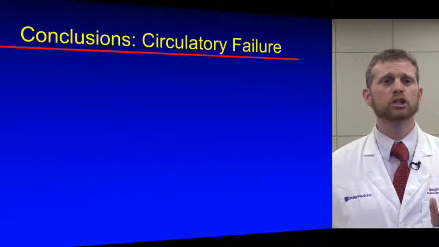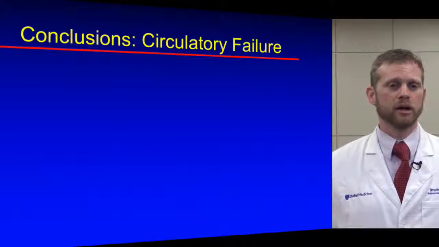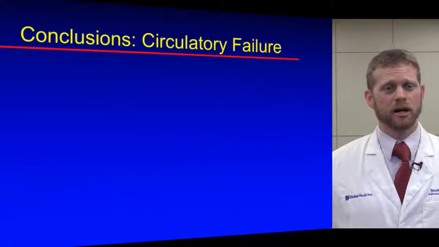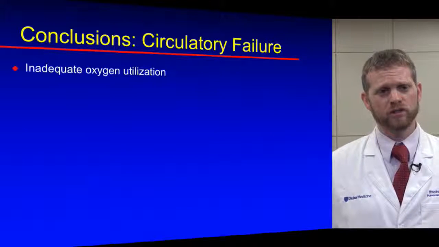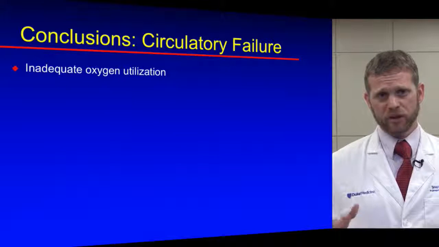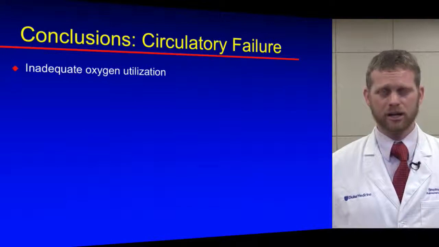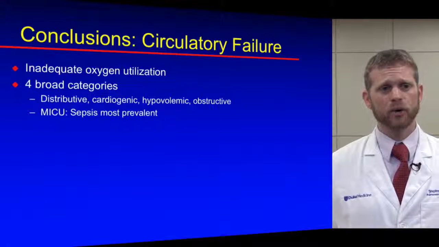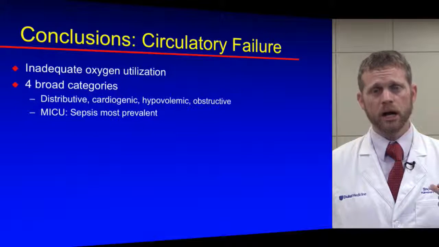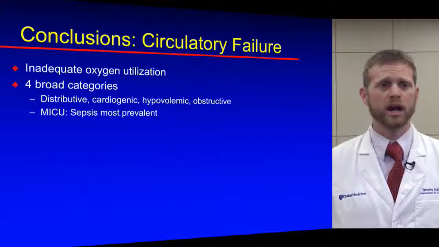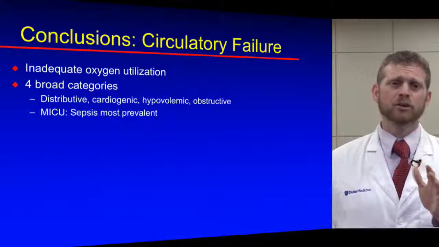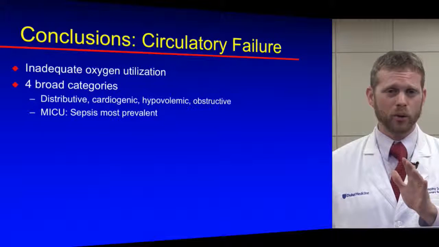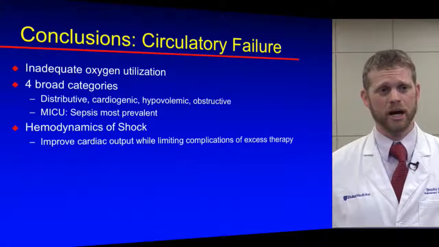So, in conclusion, when it comes to circulatory failure, I want to again thank you for sticking around with me in this lecture to the end here. In circulatory failure, the first thing: circulatory failure is by definition inadequate oxygen utilization. There are 4 major categories: distributive shock, cardiogenic shock, hypovolemic shock, and obstructive shock. For the MICU, when you're in doubt, just go with the numbers. It's probably going to be septic shock.